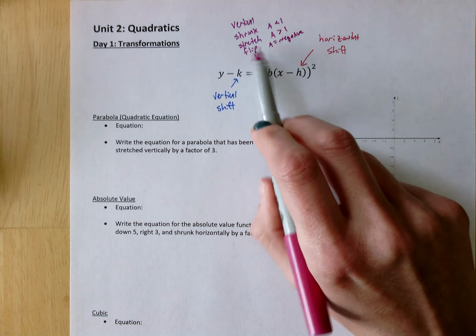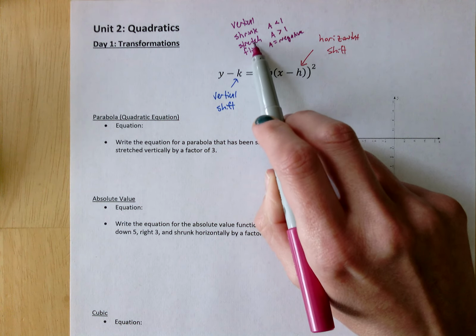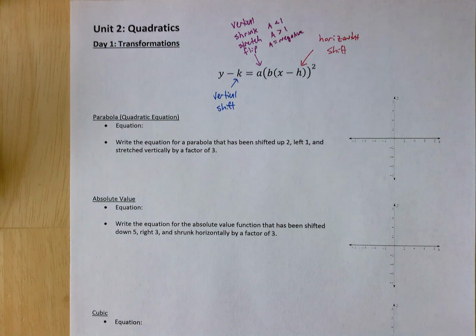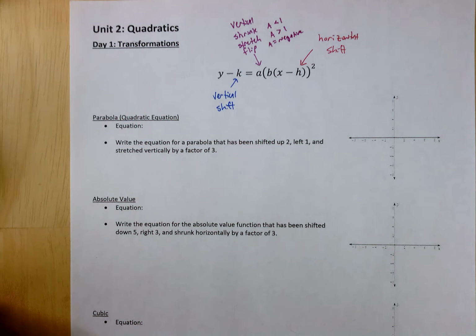Okay, so a negative 1/2 would be a flip and a shrink. A negative 5 would be a flip and a stretch. Okay, and so I kind of separate those. So that's a vertical shrink, stretch, and flip. Now, these three transformations, those are the big ones that we're going to worry about right now.